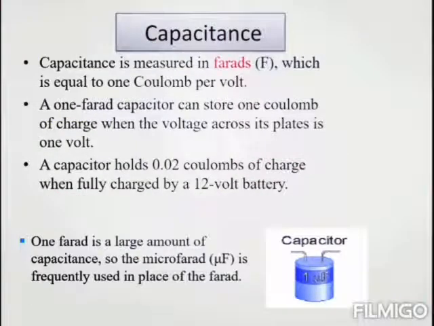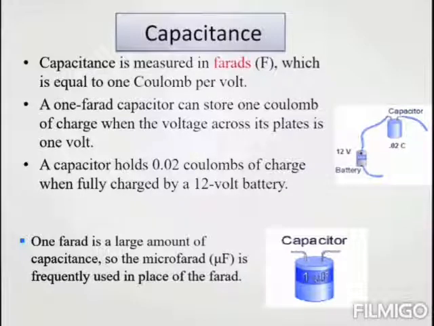Next, capacitance is measured in farads. It is the SI unit which is equal to 1 coulomb per volt. The farad is a very large unit of capacitance. A 1 farad capacitor can store 1 coulomb of charge when the voltage across it is 1 volt. A capacitor holds 0.02 coulombs of charge when fully charged by a 12 volt battery. A 1 farad is a large amount of capacitance, so the microfarad is frequently used in place of the farad.